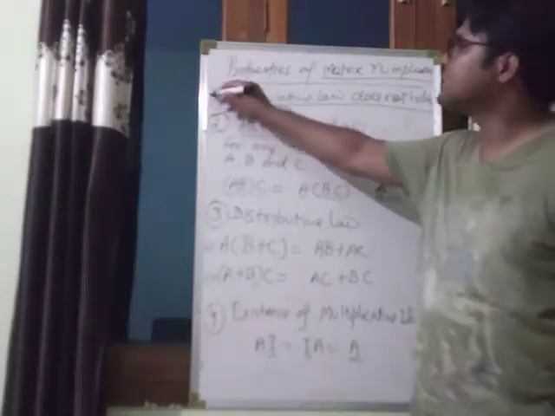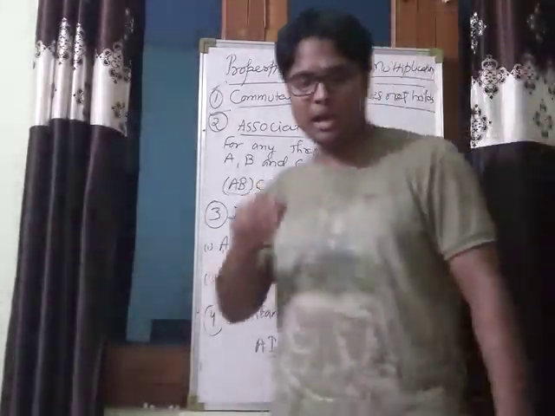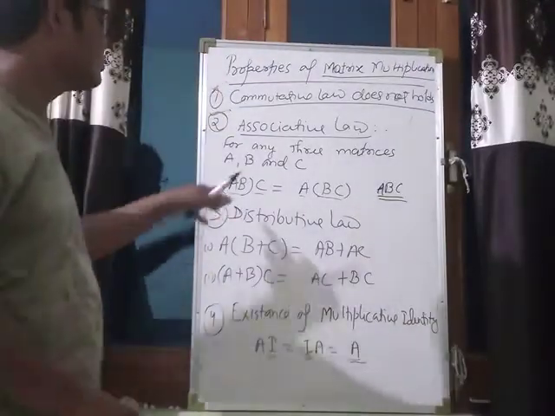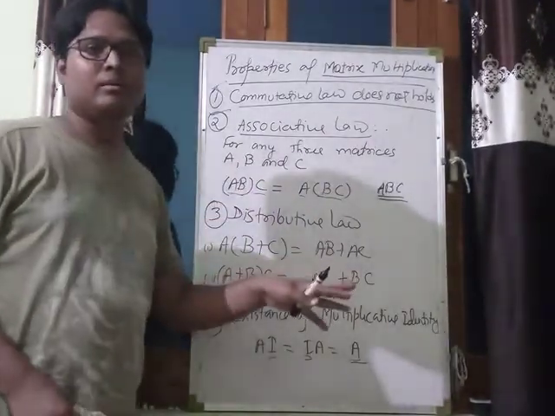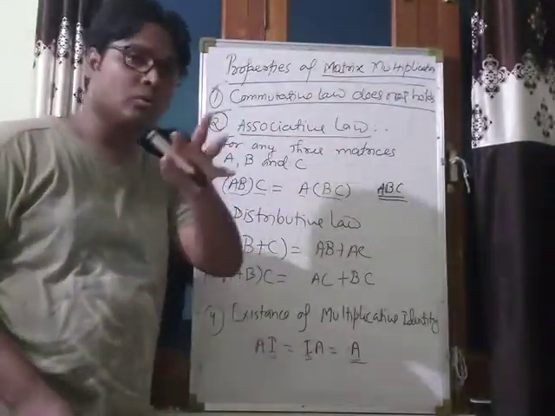So first we have discussed that. Second, for the associative law, I am going to take three matrices A, B, C and verify that the associative law for matrix multiplication holds.